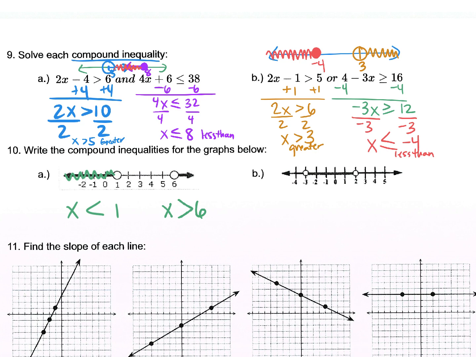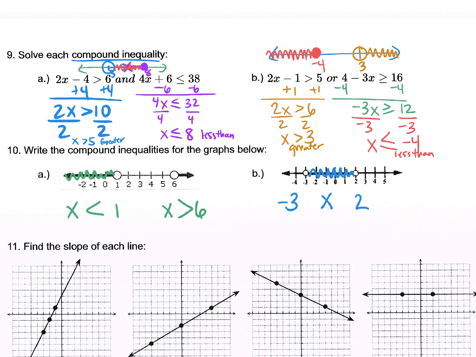B is very similar, except the shading for B is actually taking place between the two expressions. When it's between the two expressions, it is an and statement. That and statement can be written two ways. The easiest way to do it is by putting x smack dab in between the two numbers.